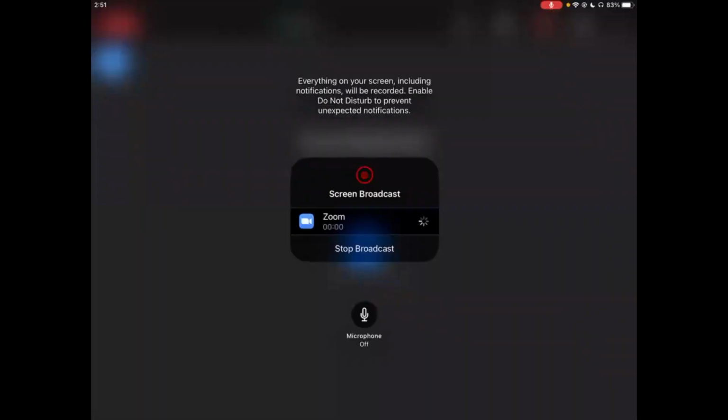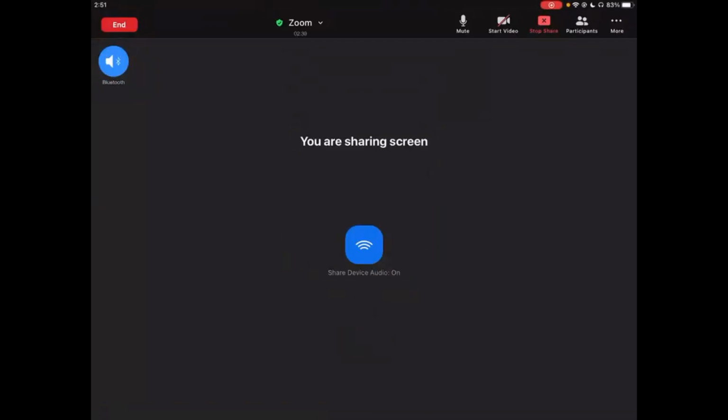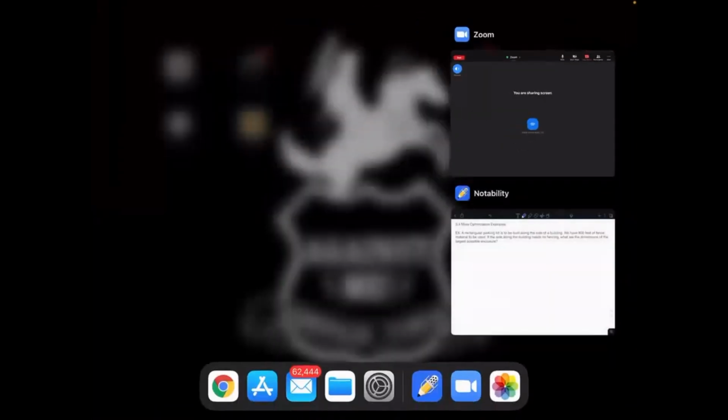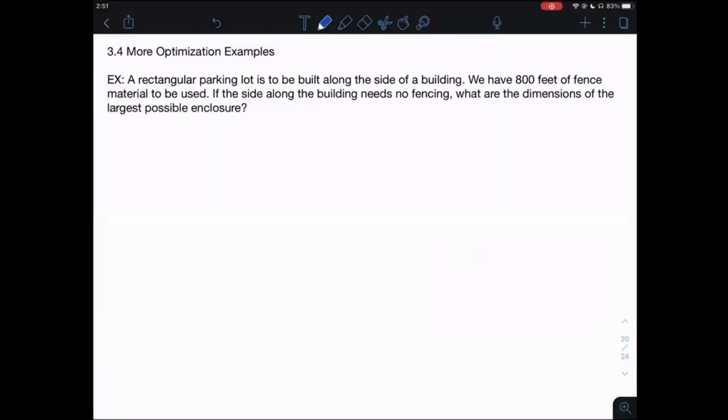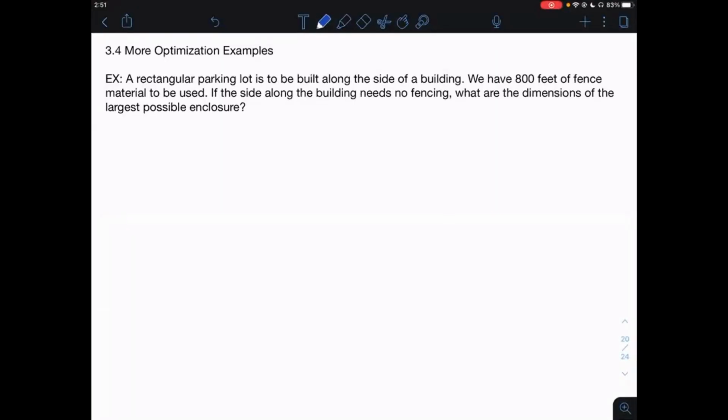All right, so here we begin with our next section, 3.4. We're going to be looking at some more optimization problems, so still looking at how to either maximize or minimize a function. All right, so let's look at some word problems of optimization here. Let's start off with this one here.